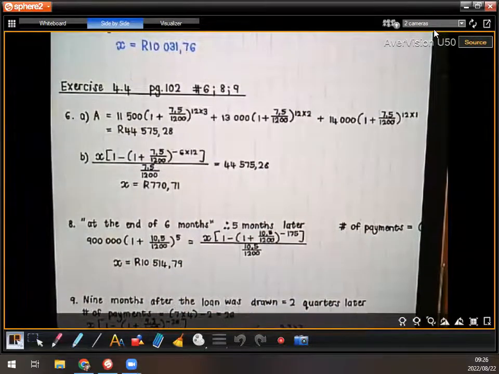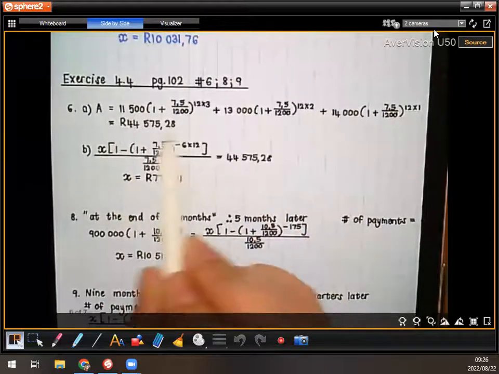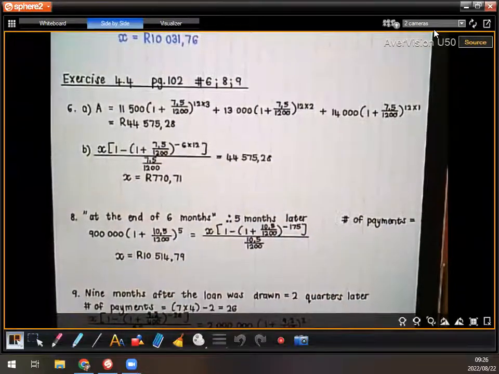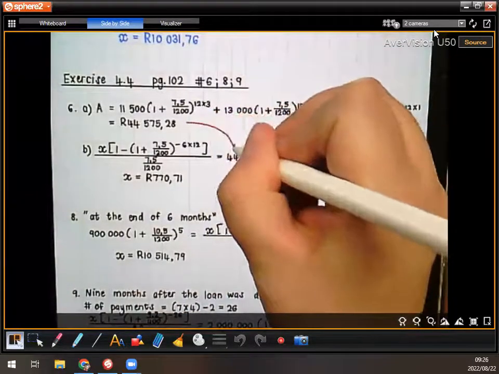Okay, then for B, they said he repays the loan over 6 years, equal monthly payments, starting at the end of January when he receives his first paycheck following the completion of his degree. So they're asking for X here. So this is now present value, right? Because now he's repaying his loan. The present value, guys, is now the answer from A.